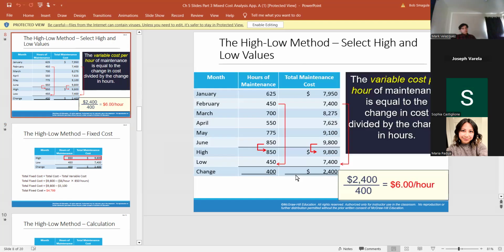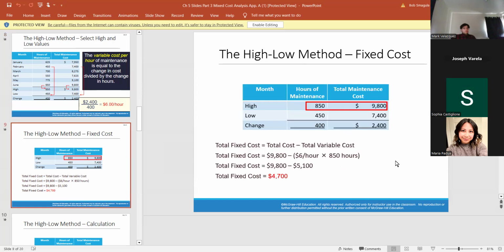What if they decided to use not the 9,800, but the 8,275 in March? What if they chose the 400 one or a really low one? The answer is you would still come out to $4,700. Even if it was 1 unit, you would come out to $4,700, okay?